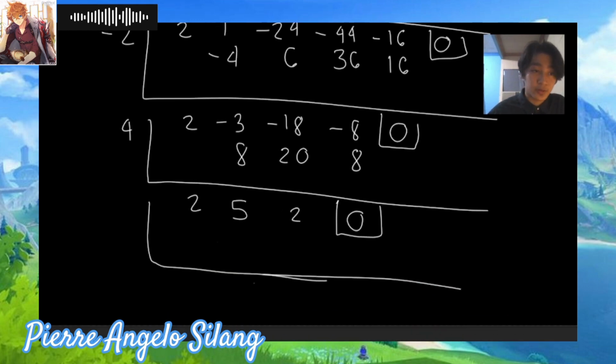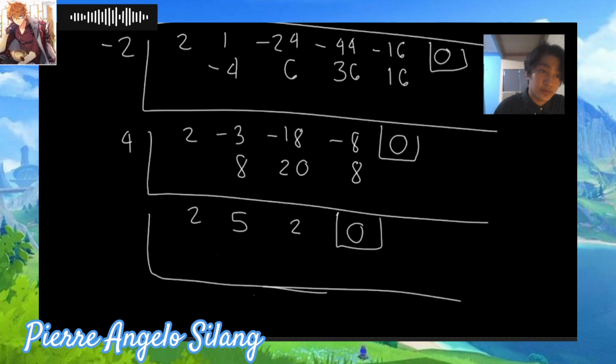Then, there must be a multiplicity. So, let's try positive 1, for example. Bring down 2. 2 times 1 is 2. 5 plus 2 is 7. 7 times 1 is 7. 2 plus 7 is 9. Therefore, 1 is not the multiplicity.